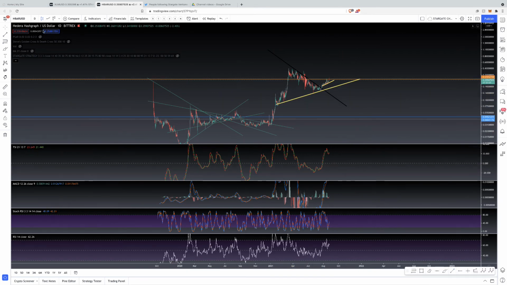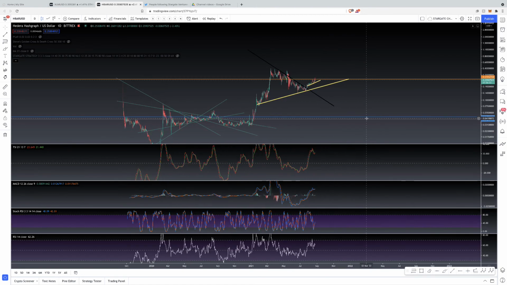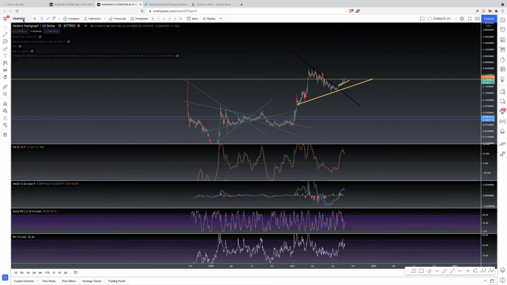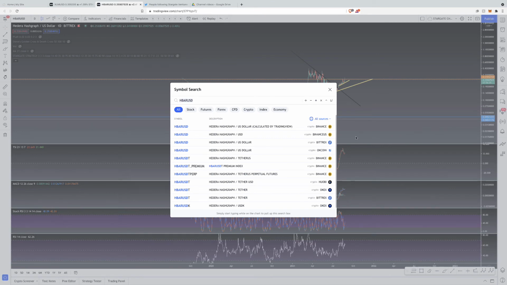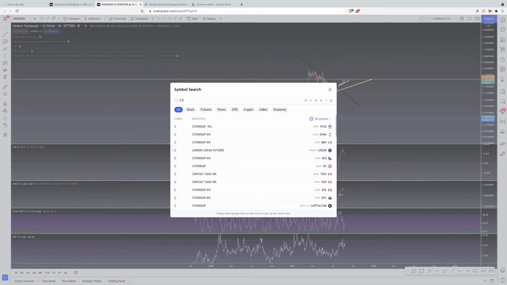So it's looking good. On the daily, TSI starting to cross back up. Same with the MACD. Stock RSI showing bullish momentum to the upside. Everything's all good. Now we can go to Cartesi.